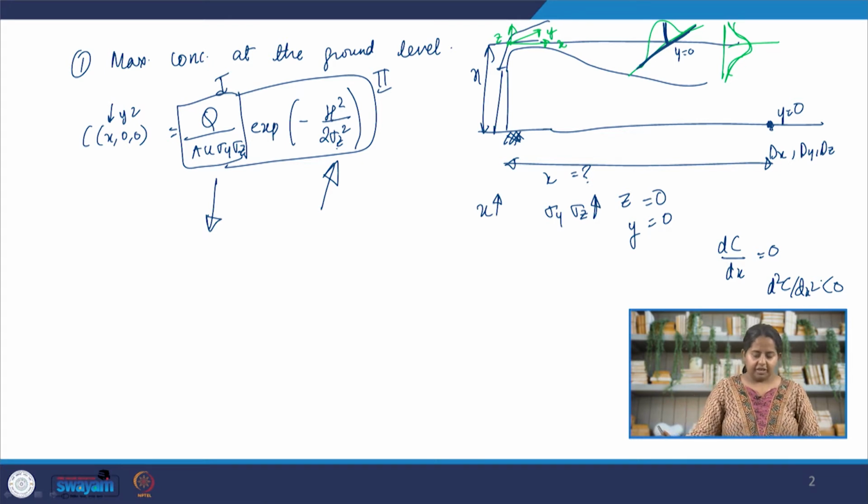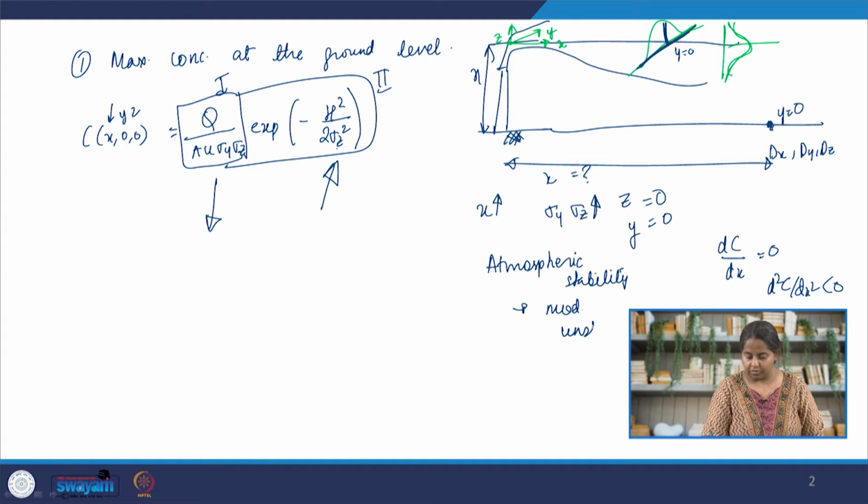To derive that, we need to bring x back in the equation because we are deriving it with respect to x. So, sigma y, sigma z both have x in it. Now, in certain cases, especially when the atmosphere is either moderately unstable or nearly neutral, please note this down. When the atmospheric conditions, and towards the end of the lecture I will explain more what these are, but I will tell you briefly what this means. When atmospheric stability is either moderately unstable or nearly neutral.